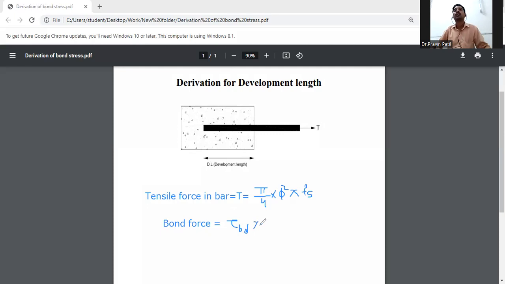the area of contact. This bar is inserted into the concrete, so the contact area is the perimeter of this circular bar, pi into diameter, into LD, the length of the bar inserted into the concrete. So this is the bond force.